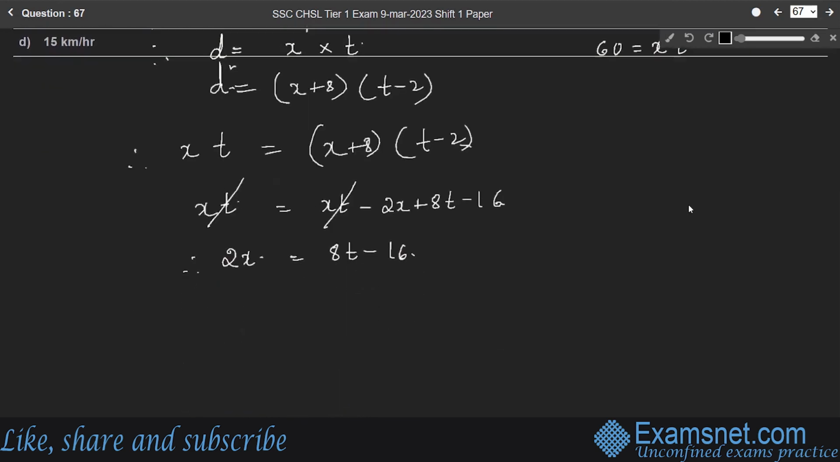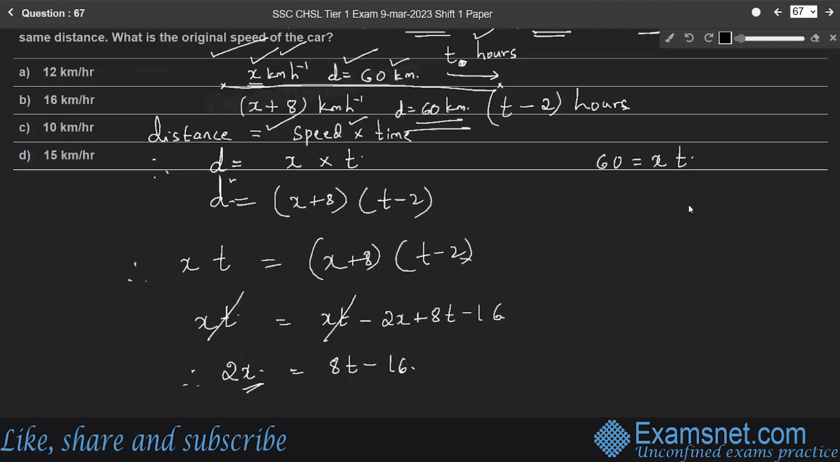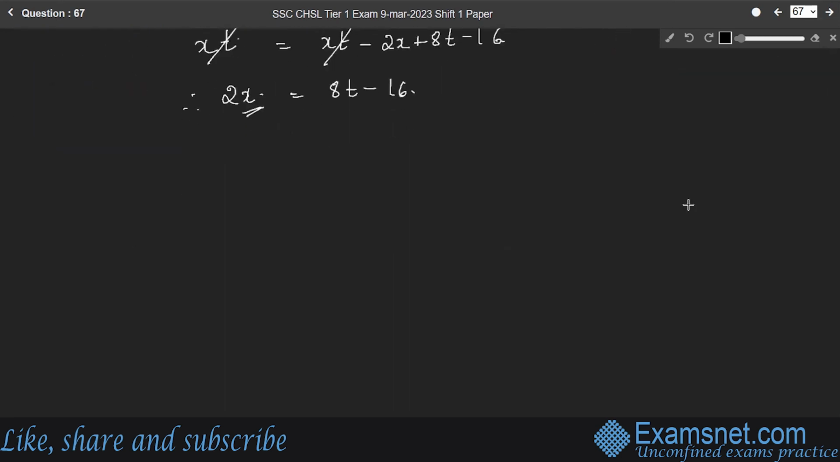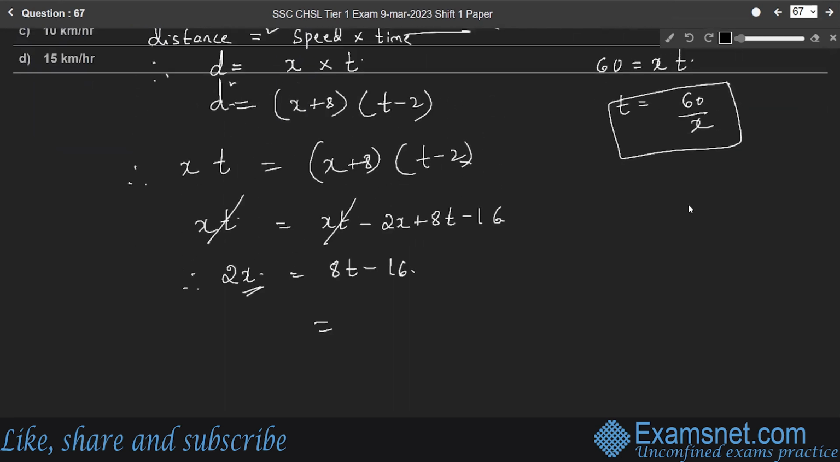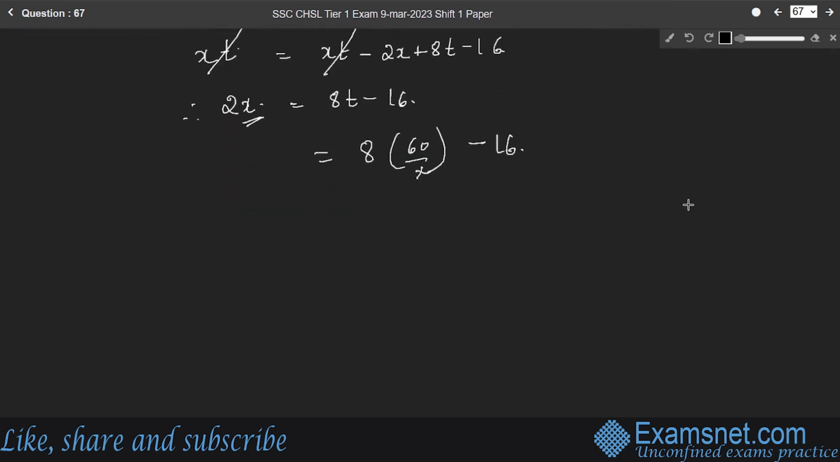Substitute the value of T, because we are going to find the value of x here. So let us express T in terms of x. So T is equal to 60 by x. Substitute this value here, 8 into T. So T is 60 by x. 8 into 60 by x minus 16. Right?